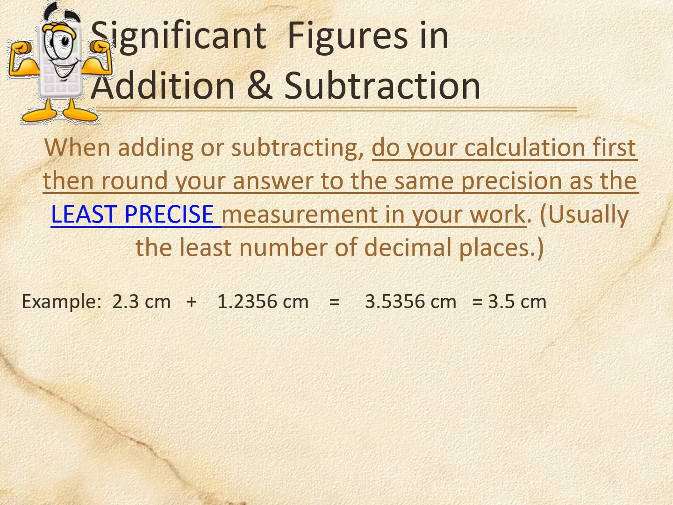So we have 2.3 plus 1.2356. The least precise number is 2.3. It has 1 decimal compared to 4 decimals. So when you do the math in a calculator, you have 3.5356, and you're going to round to 3.5 because it can only go to the tenth place. We didn't round the 5 up because the number to the right of it is 3. So it stays at 3.5.